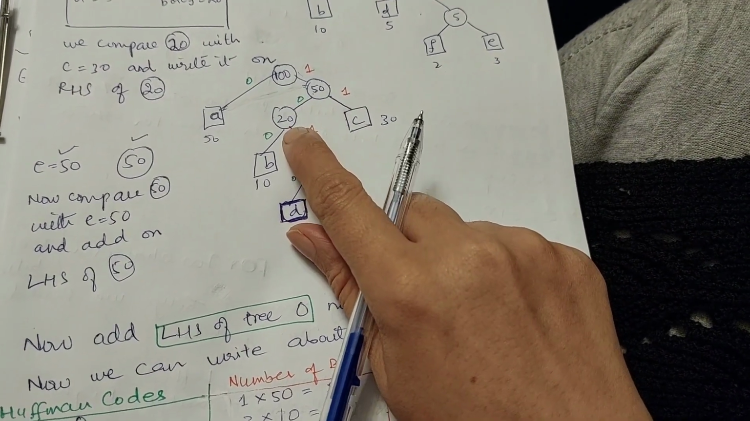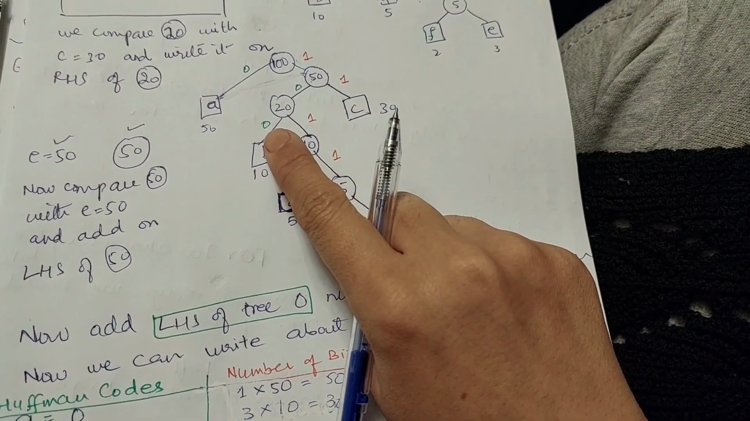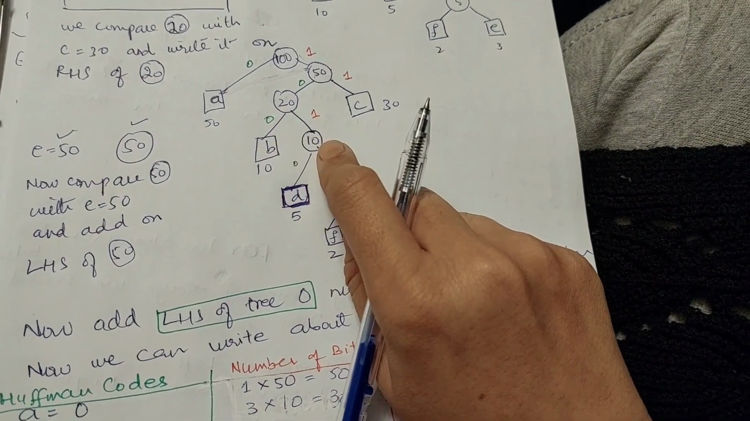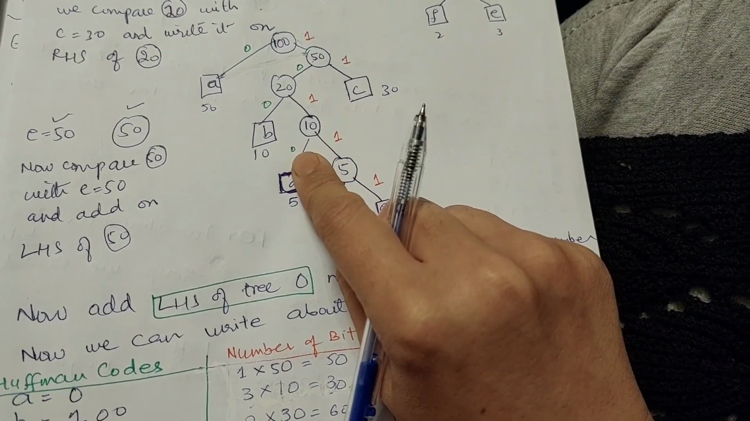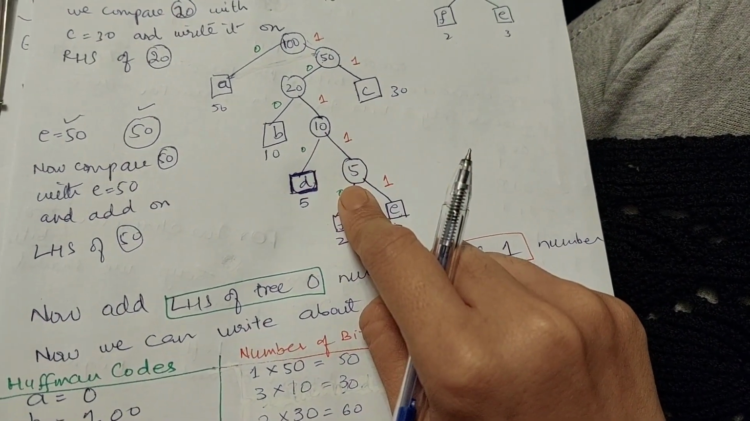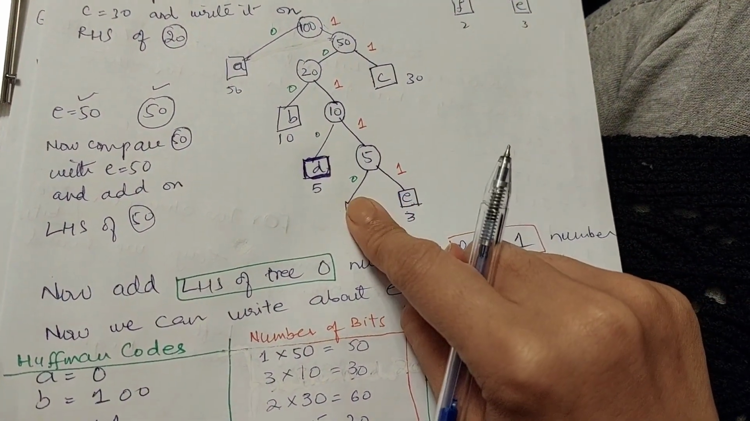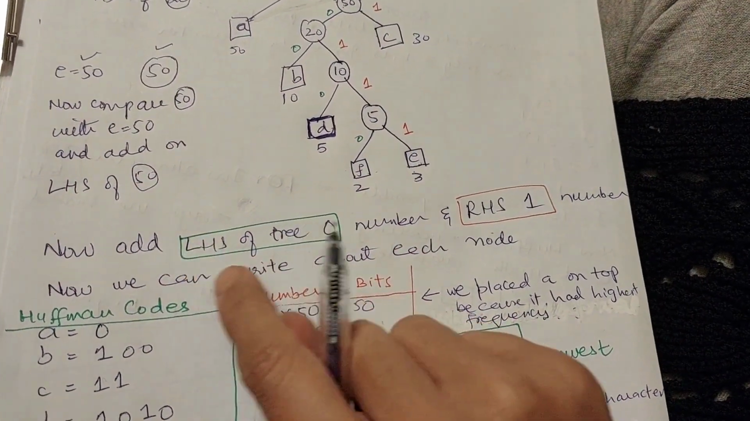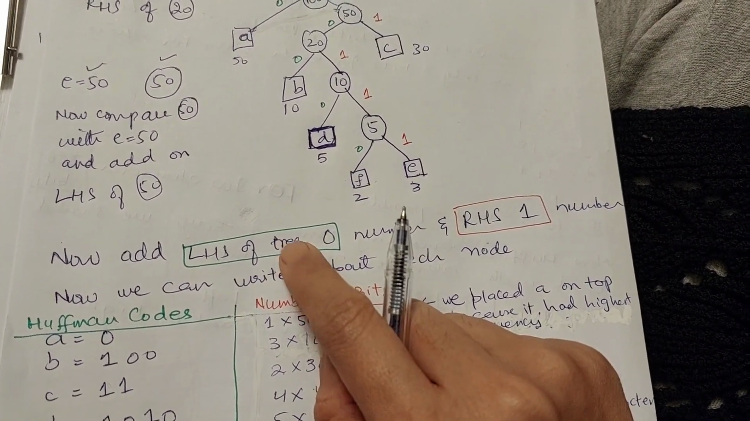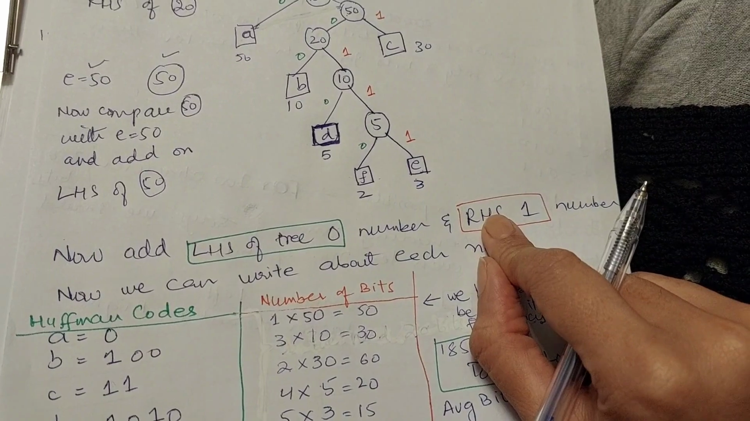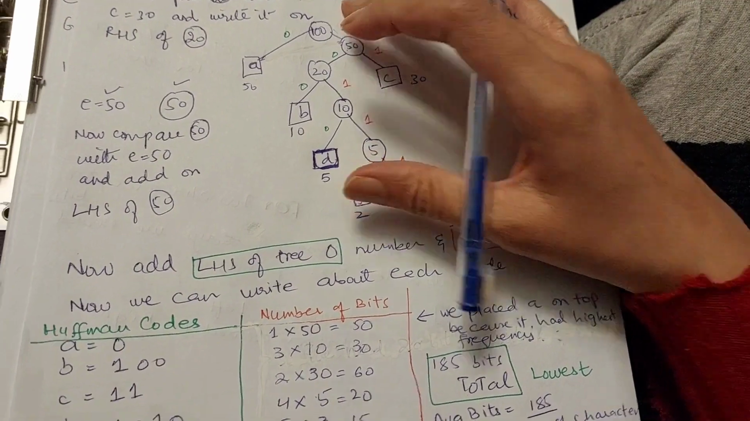And now coming on to this node 20, on the right hand side I placed 1, and on the left hand side I placed 0. Similarly, coming on to this node 10, on the right hand side I placed 1, and on the left hand side I placed 0. Coming on to this node 5, I placed 1 on the right hand side, and I placed 0 on the left hand side. So this is what I have written here, that on the left hand side of all the nodes we will place zeros, and on the right hand side we will place ones. Okay, so this is how we have labeled the complete tree.